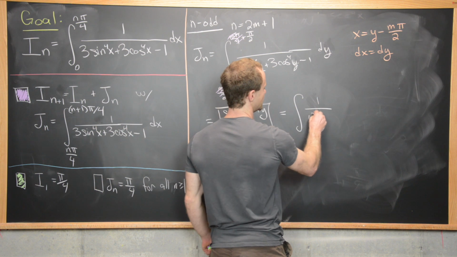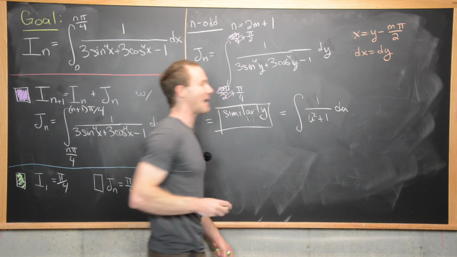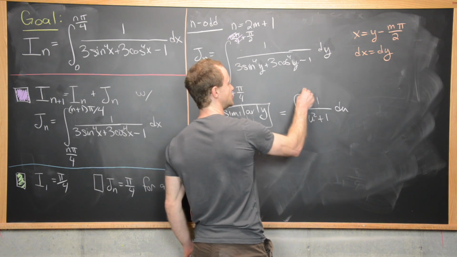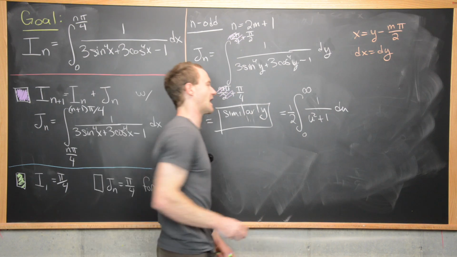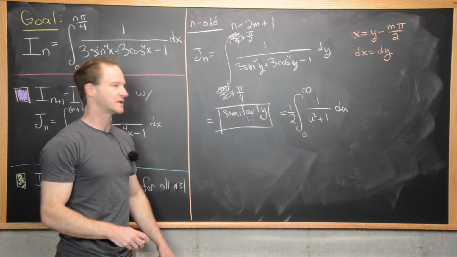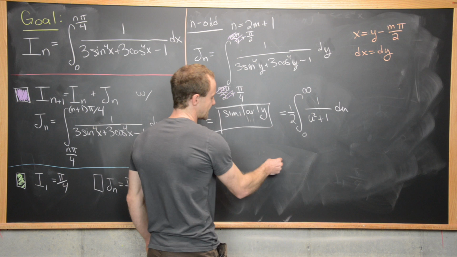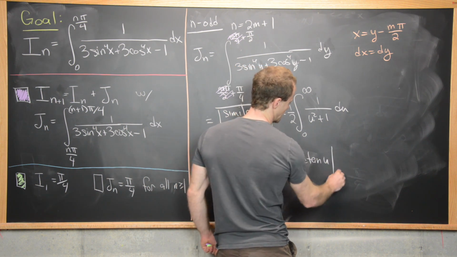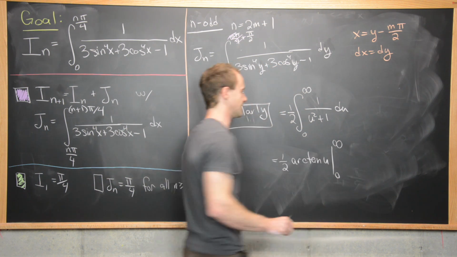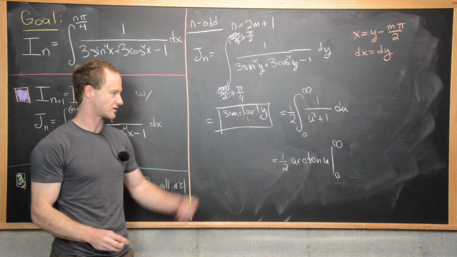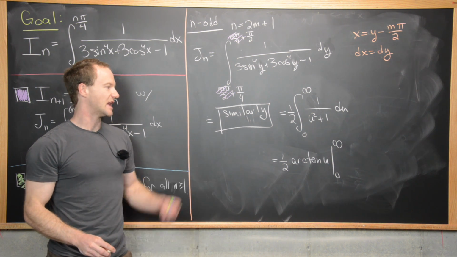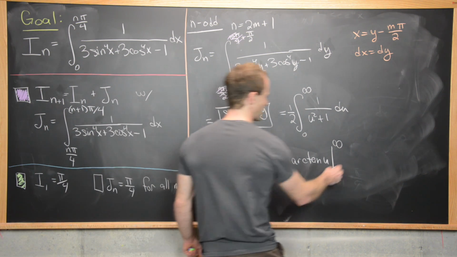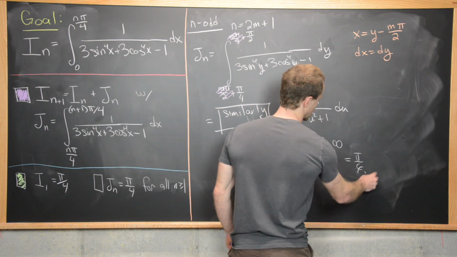You'll have 1 over u squared plus 1 du, but the bounds of integration will be different. In this case, the bounds of integration will be 0 to positive infinity, and I forgot a half out here. But again, this one is pretty straightforward to do. So we can take the antiderivative. We'll get 1/2 the inverse tangent of u. We need to evaluate that from 0 and then take the limit as u goes to infinity. The limit as u goes to infinity of the inverse tangent of u is pi over 2, so we get 1/2 of pi over 2, which is pi over 4.